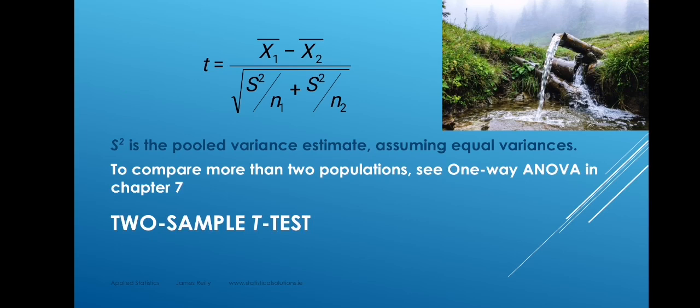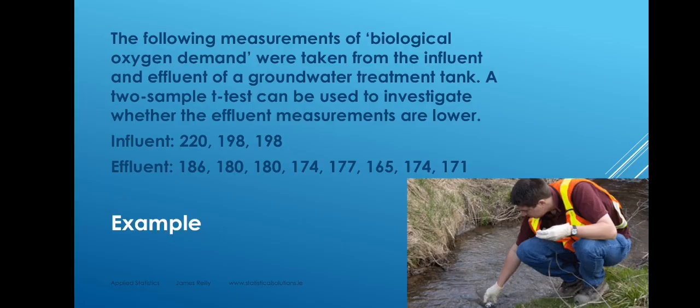This statistic compares two populations. If we ever need to compare more than two populations, then there are procedures presented in Chapter 7 for doing that. One way ANOVA is a way of comparing more than two populations.